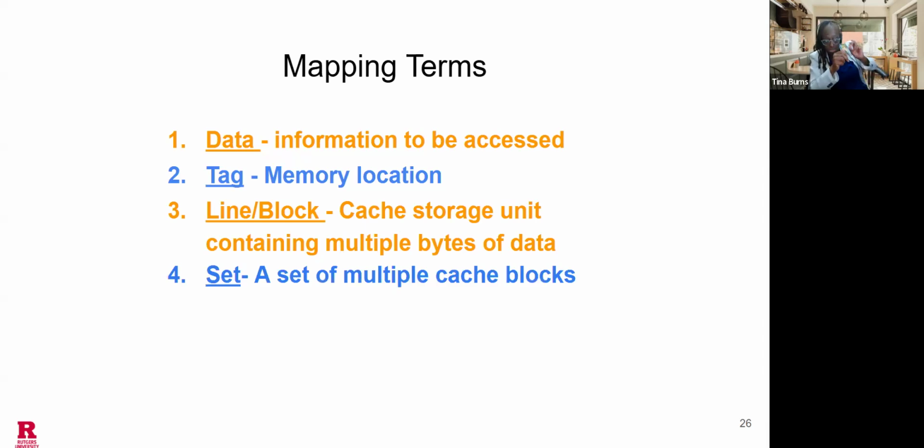A set is a collection of blocks, right? So your block is just one unit of data, and then your set is a collection of multiple of those units. Okay, so those are the common terms. Now you'll see that referred to here as we talk about associativity. Associativity is basically how we describe how we're going to map out items in our cache.